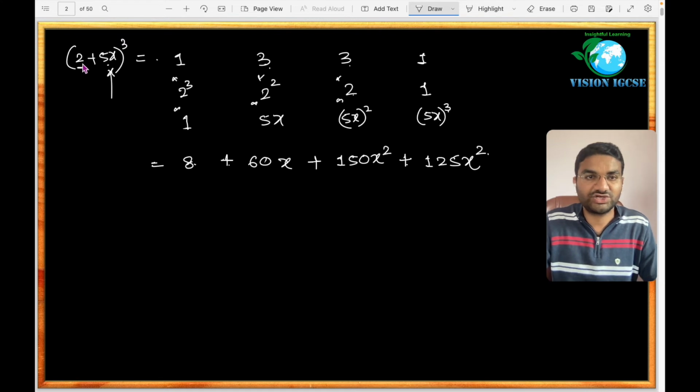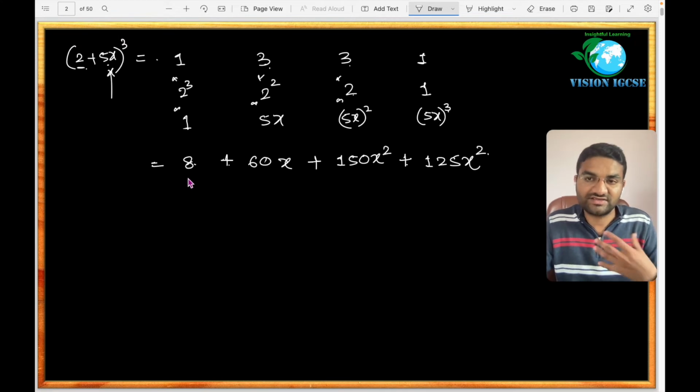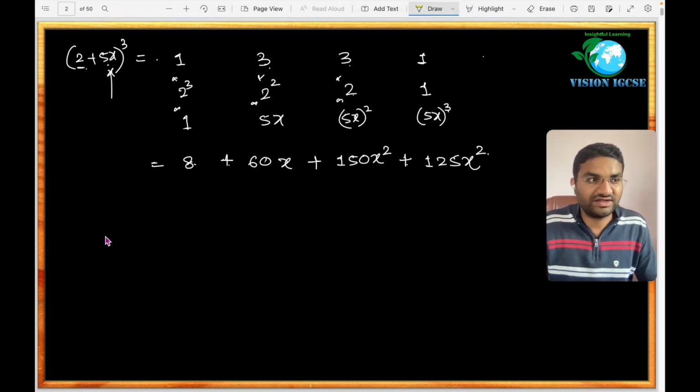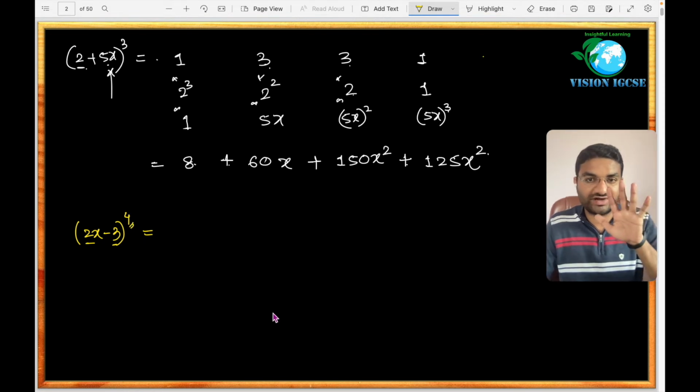This is the expansion of (2 + 5x) cubed. Getting it? So this is how we can use Pascal's triangle. Fine. Next we'll take another example. Let's say we have (2x - 3) raised to 4. Here the first term is 2x, and the second term we have to take as negative 3. Then we have a power 4, so we will get 5 terms.